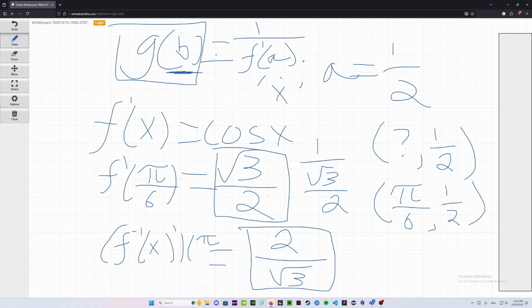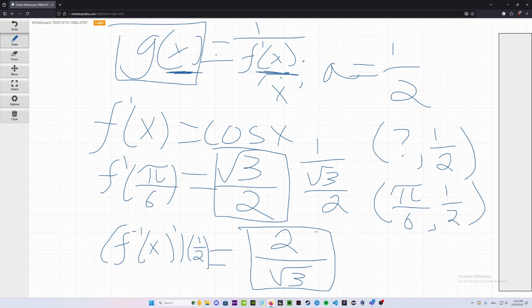Wait, no, you'll do 1 over 1/2. Yeah, you'll do 1/2, because look at the shortcut. A is pi over 6, right? Because that's the x value of the original function. So I should probably make these x and y. So you put the x value right here, and it's the y value right here. That makes sense? Yeah. So that's how you get your answer. So it'd be 1 over the square root of 3 over 2. Yeah, and when you simplify that, you get this.